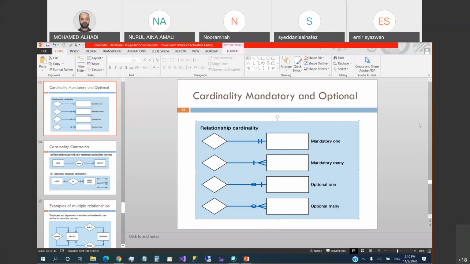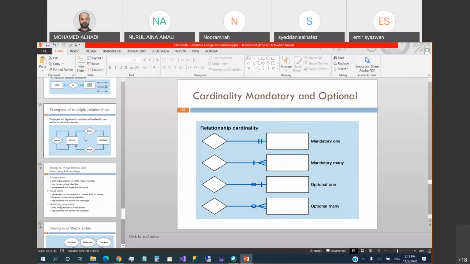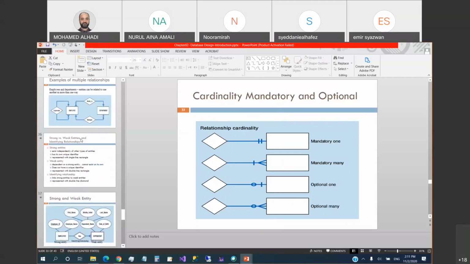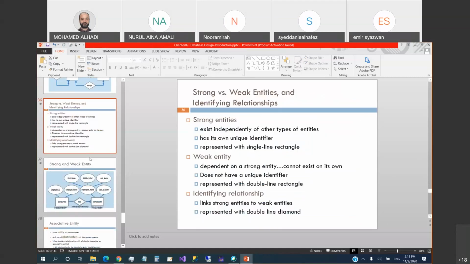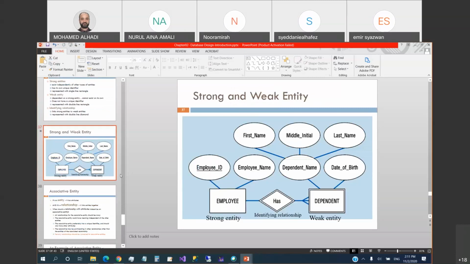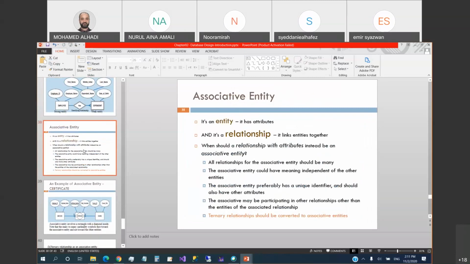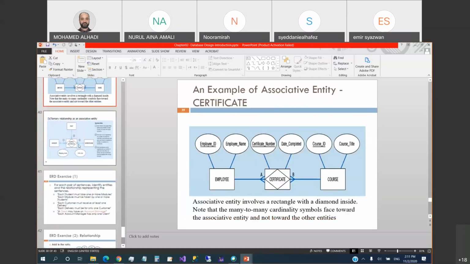Okay, so until here, we also learned about multiple relationships. We learned about the strong entity, the weak entity, and the identifying relationship. Then we took an example to understand the strong and weak entity. And we also learned the associative entity, and took some examples here.